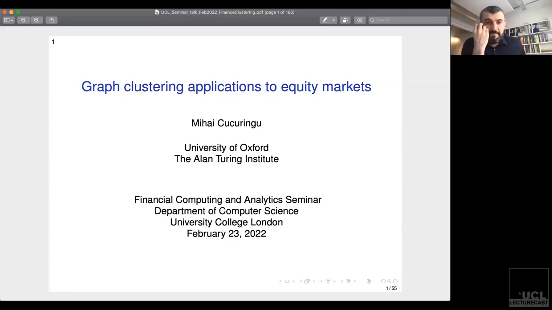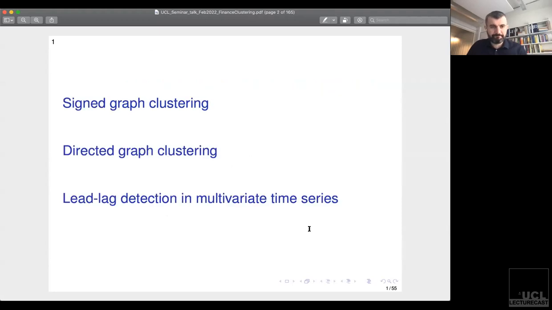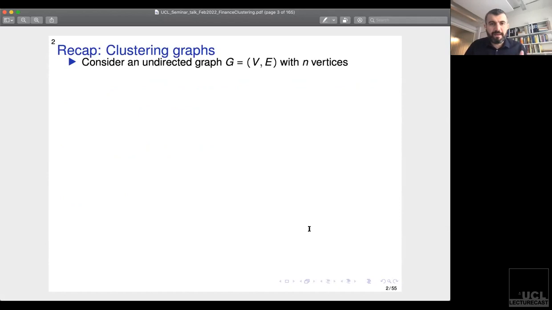So as I mentioned earlier, I'm going to be talking about applications of graph clustering to certain types of financial problems. As you mentioned, it will be a mixture of methodology and applications. I'll try to marry the two, and I might skip some of the slides given the time constraints.